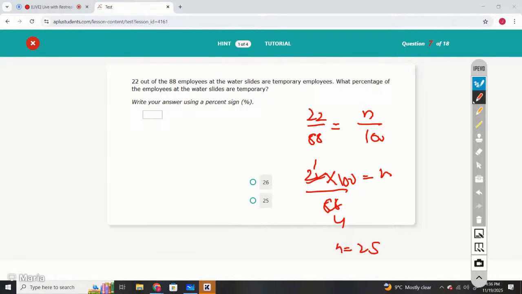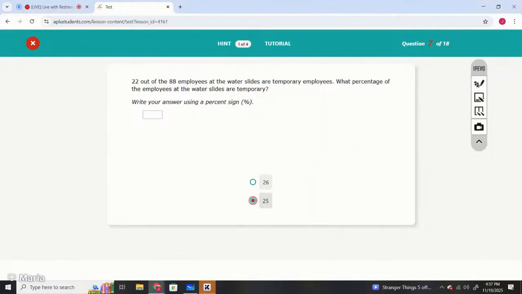So 25% of the employees. The correct option is 25. Option number 2 is the correct option.